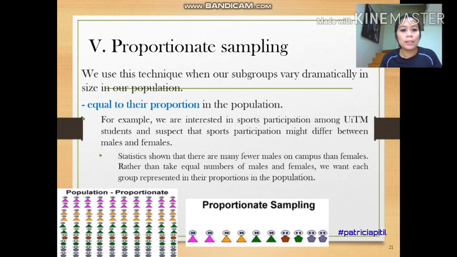Okay, we go for the fifth one, proportionate. Proportionate is something where we want to recruit the sample equal to their proportion. Okay, alright, go for the example. We are interested in sport participation among UiTM students and suspect that sport participation might differ between male and female. We're talking about male and female.